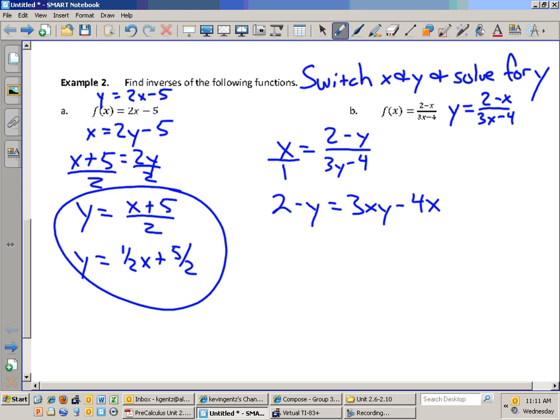Got to solve for y. Do you remember doing this at the beginning of the year? We had to solve for a variable. The idea is we collect all the terms on one side that have a y, and then we'll factor it out. So which side would you like to put y on? We'll put it over on the right side. So I'll add 4x, and I'll add a y to each side. And I get 2 plus 4x equal to 3xy plus y.